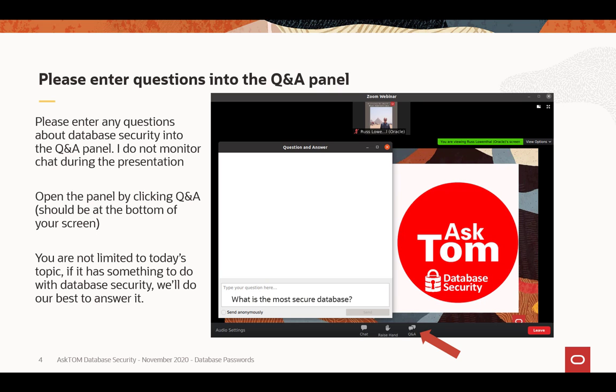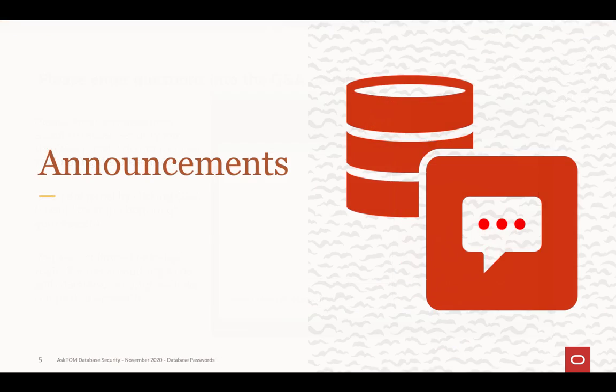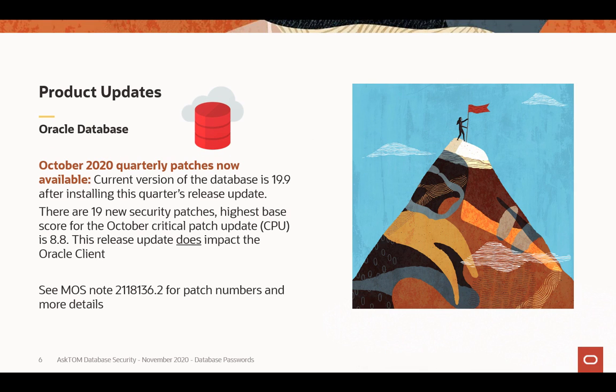Before we get into the technical topic, just a few announcements. The first one is the October 2020 quarterly patch is now available. That brings, if you're using 19c, the database version up to 19.9 after you've installed that patch. Coincidentally, there are 19 security fixes in this quarter's patch update. The highest severity is an 8.8, and this one's a little bit unusual.